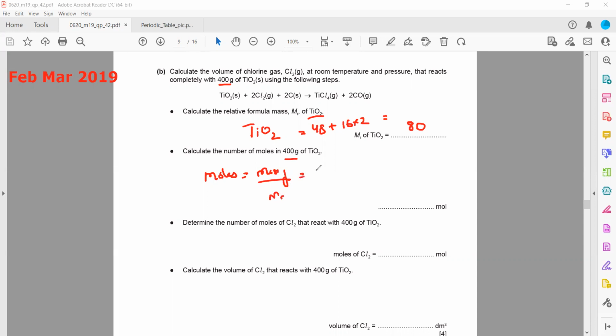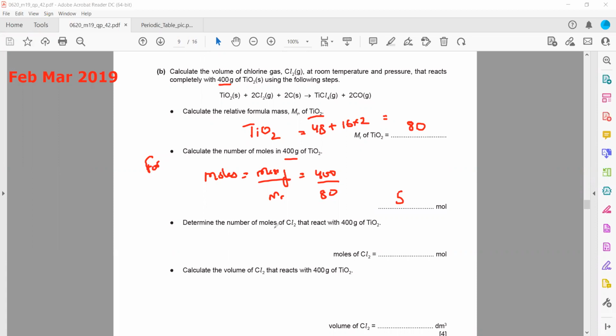The mass in grams is equal to 400 and the relative formula mass of titanium oxide is 80. So it is 400 divided by 80, which equals 5. So 5 moles of titanium oxide. So we solved this by formula.